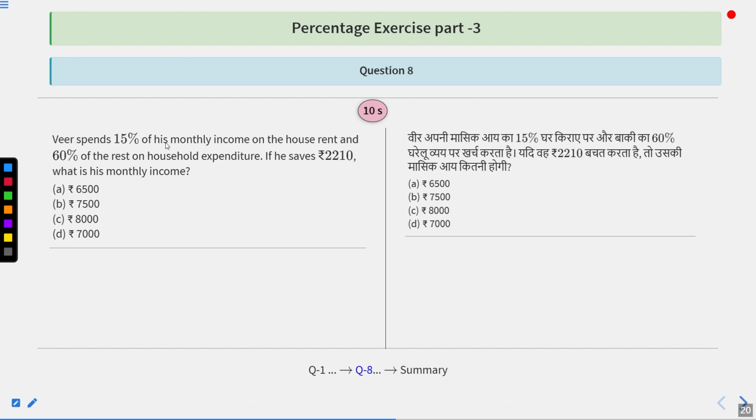Veer spends 15% of his monthly income on house rent and 60% of the rest on household expenditure. If he saves rupees 2200, what is his monthly income? 6,500, 7,500, 8,000, or 7,000 rupees. These are the four options.